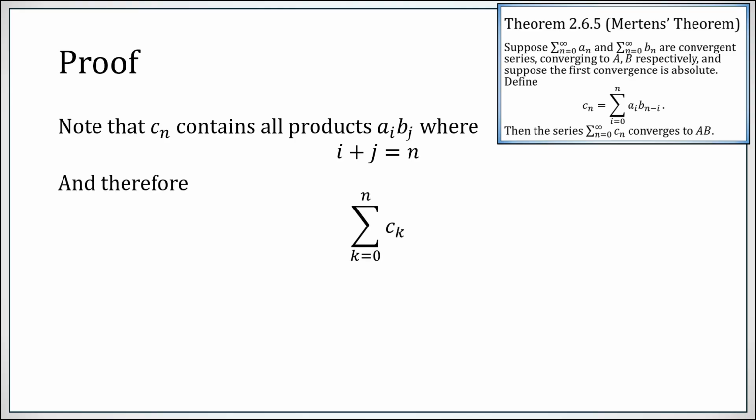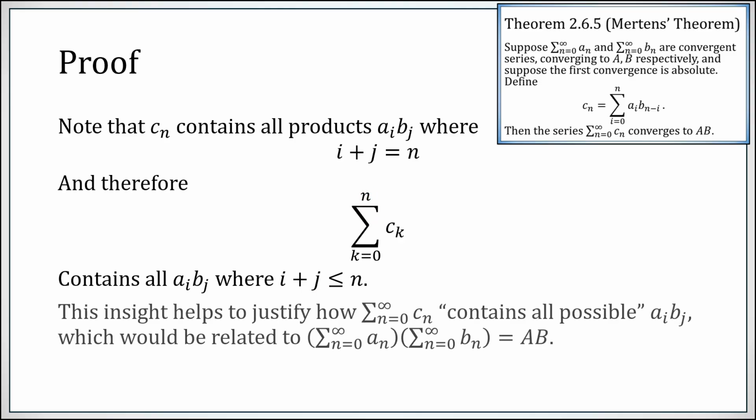Therefore, if I add up the c's from subscript 0 to n, that will contain all of the aᵢ times bⱼ whose subscripts are less than or equal to n, because it contains everything with subscripts adding to 0, adding to 1, adding to 2, all the way up to subscripts adding to n. So this justifies why the sum of the cₙ's contains all possible aᵢ times bⱼ, because whatever aᵢ and bⱼ you might pick, their subscripts add up to something and will therefore eventually be accounted for in here.